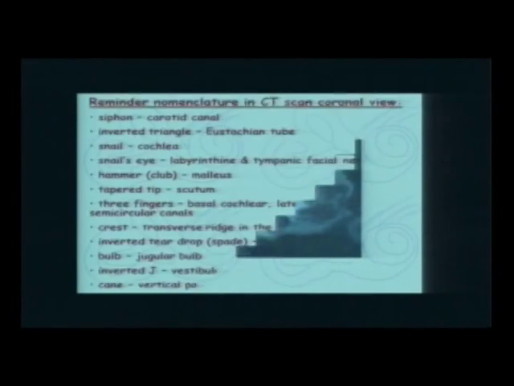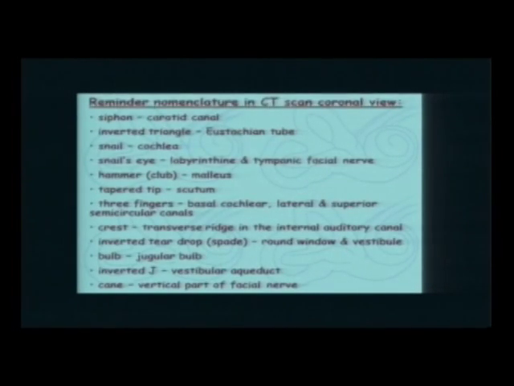Does anybody know what this gray structure, inferior to the tympanic facial nerve, is? This structure right there. Anybody have an idea what it is? And there's something very small coming out from it and attached to the neck of the malleus. Tensor tympani muscle. So you can see into the ear, into very small structures. All these are names also that we give to the different structures in the coronal view.